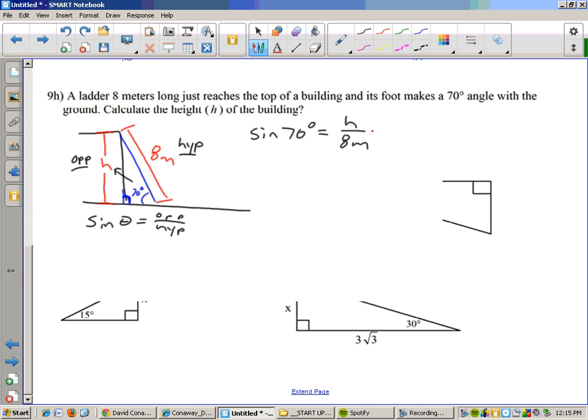To get rid of the 8 meters, we're going to undo the division here by using multiplication. 8 meters divided by 8 meters is 1. And 8 meters times sine 70 is on the other side. So H is equal to 8 sine 70 meters. H is approximately what? 7.5 meters.